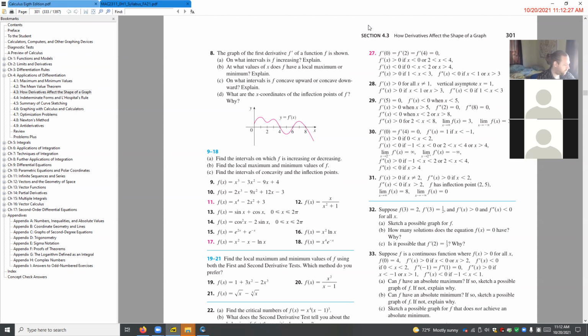And f double prime is positive if x is between 1 and 3. And f double prime is negative if x is less than 1 or greater than 3.